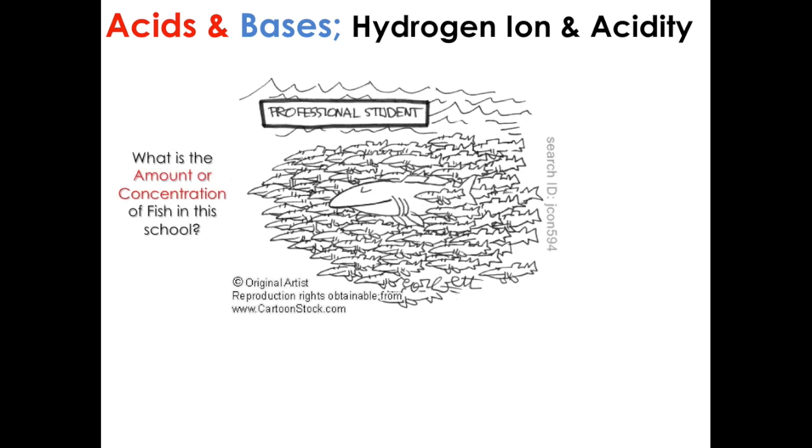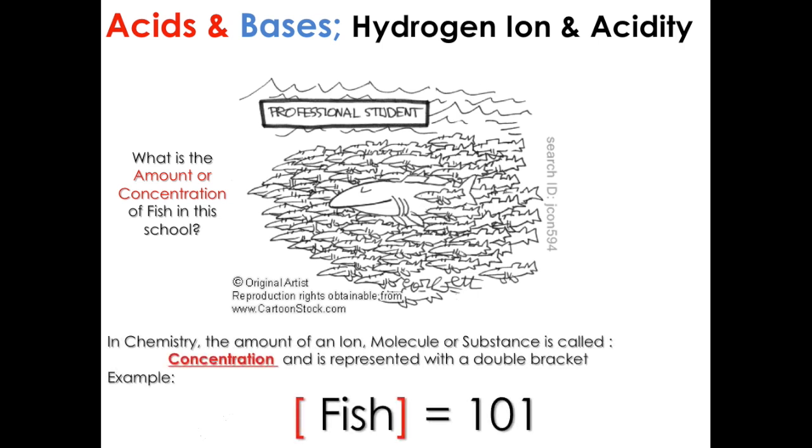Now, let's talk about concentration. What is the concentration of fish in the school? In chemistry, the amount of an ion, molecule, or substance is called concentration and is represented with square brackets. Example, the concentration of fish above is 10.